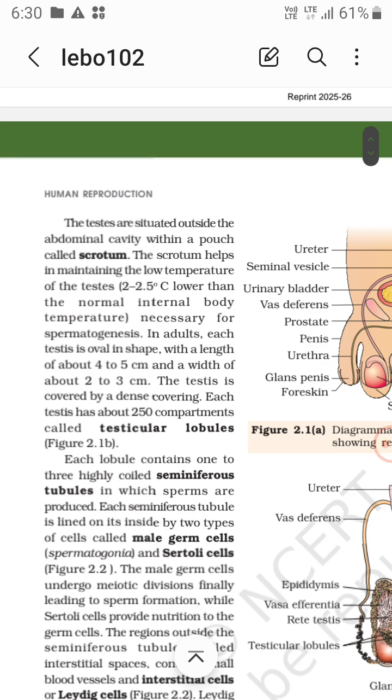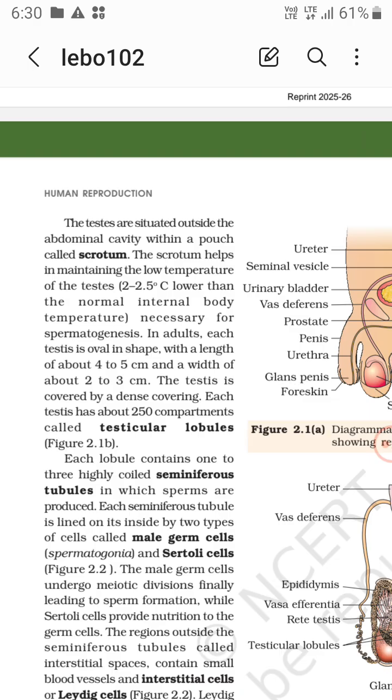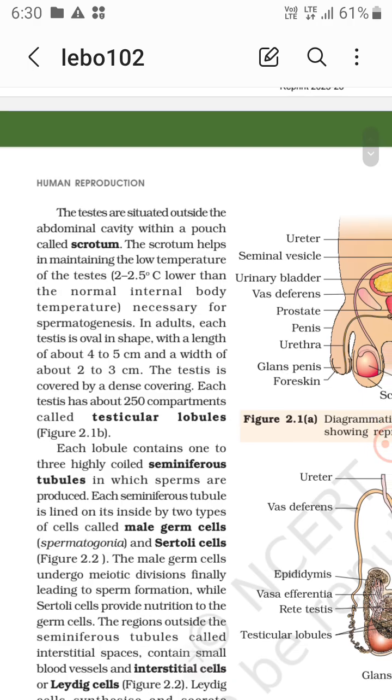Now the testes are situated outside the abdominal cavity within a pouch called the scrotum. The scrotum helps in maintaining the low temperature of the testes, that is 2 to 2.5 degrees Celsius lower than the normal internal body temperature. This is necessary for spermatogenesis. In adults, each testis is oval in shape, with a length of about 4 to 5 centimeters. This is not going to be asked.